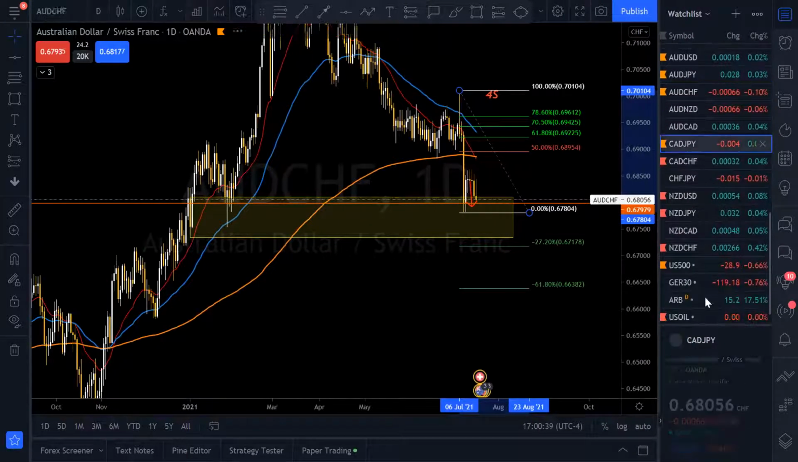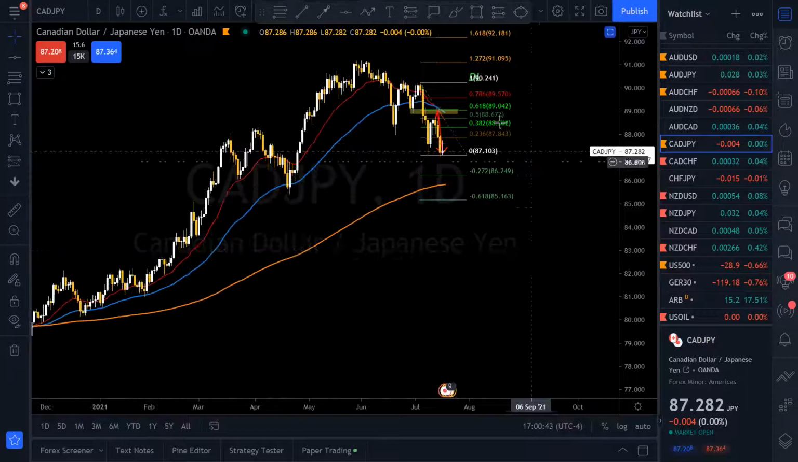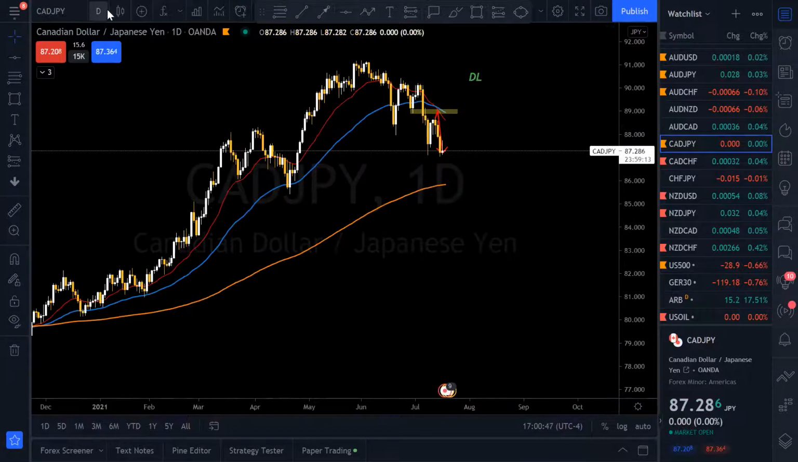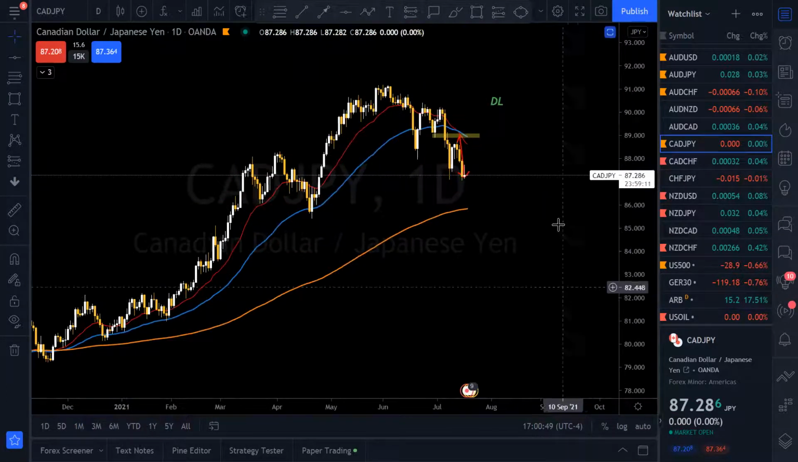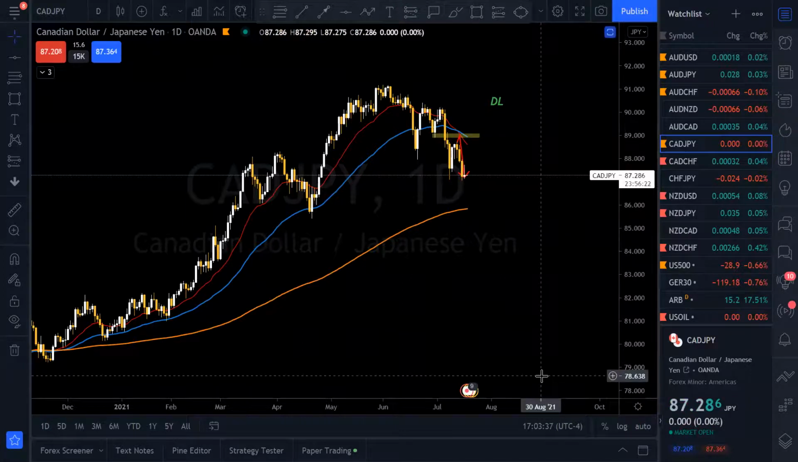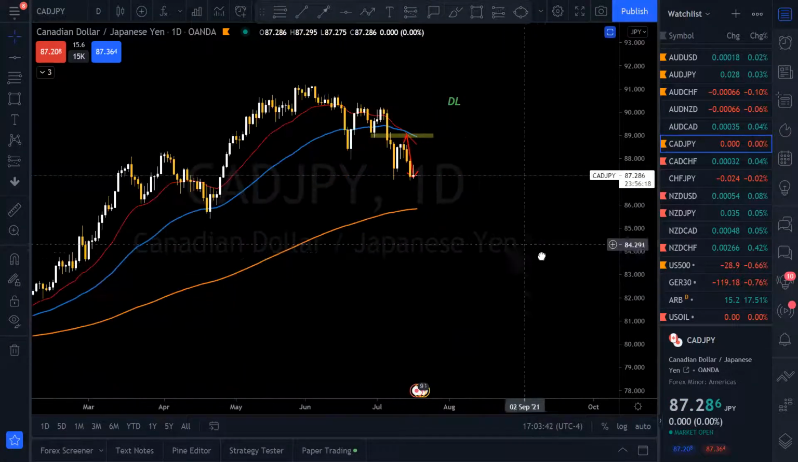All right, next one. CAD yen. I'm losing my voice. I'll drink some water after this one. CAD yen. What are we looking at? Well, let's see. Yep, CAD yen. I am bearish on this pair.